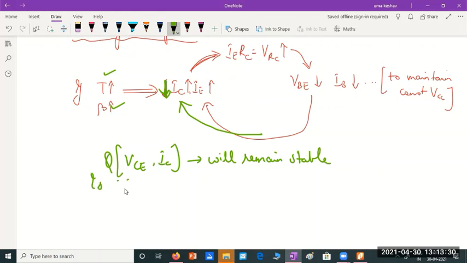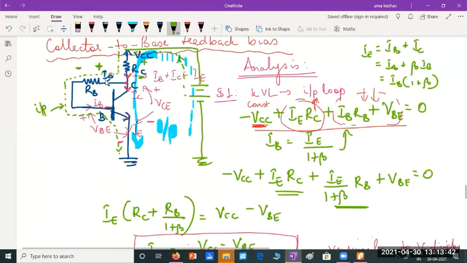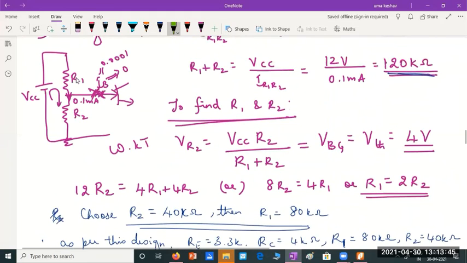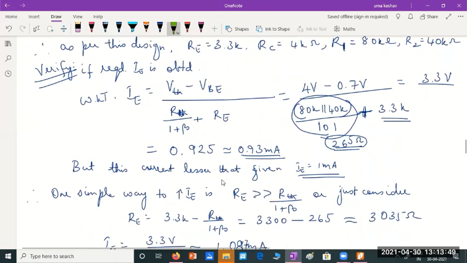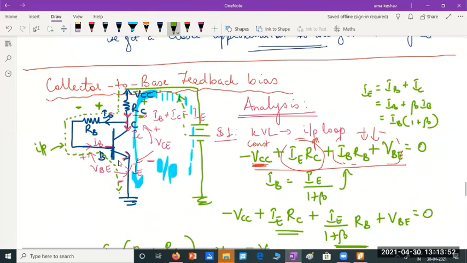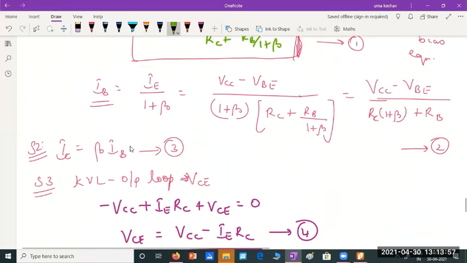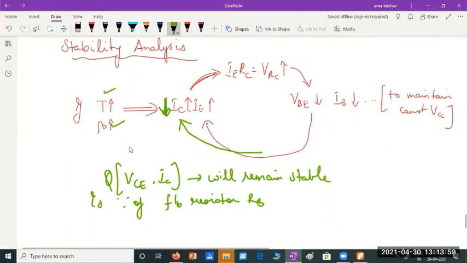And why it happens in this circuit? This is because of feedback resistor RB. In voltage divider bias, we got stability because of the emitter resistor. See, because of the resistor in this emitter region, we could get good stability in voltage divider. Here we don't have emitter resistor. This feedback resistor is adding stability to this operating point here. I hope this concept is clear. If you have any doubts, please ask.